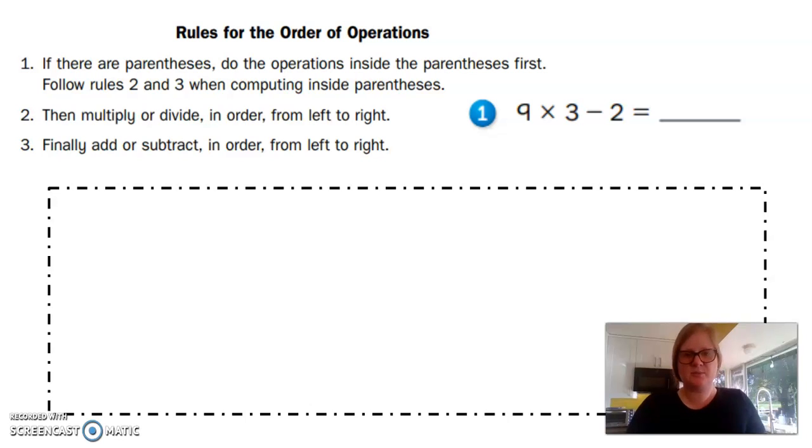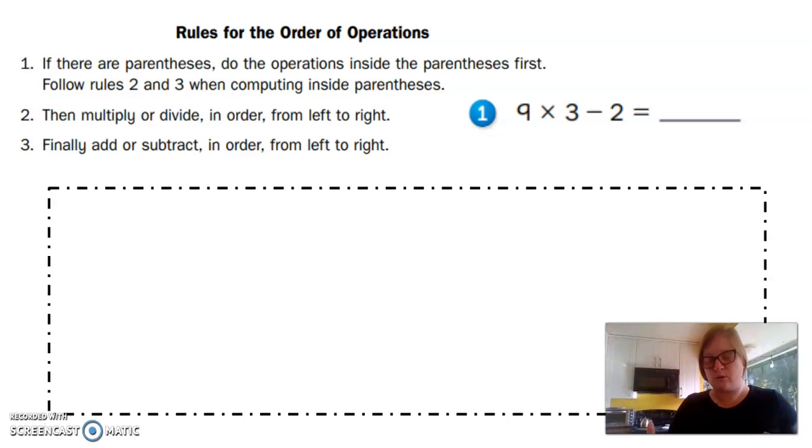If there are parentheses, do the inside of the parentheses first. We knew that rule before we ended up on virtual learning. Then multiply or divide in order from left to right. Finally, add or subtract in order from left to right. So for this problem, 9 times 3 minus 2, you would multiply 9 times 3 first, then do subtraction, okay? So that's a very basic synopsis of what order of operations is.